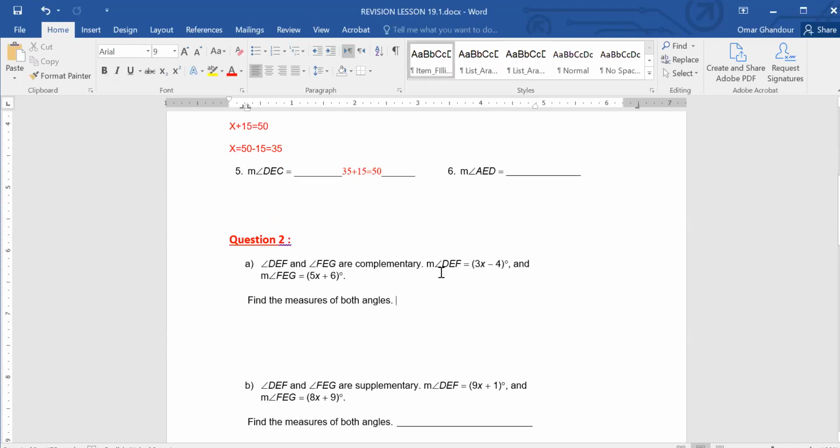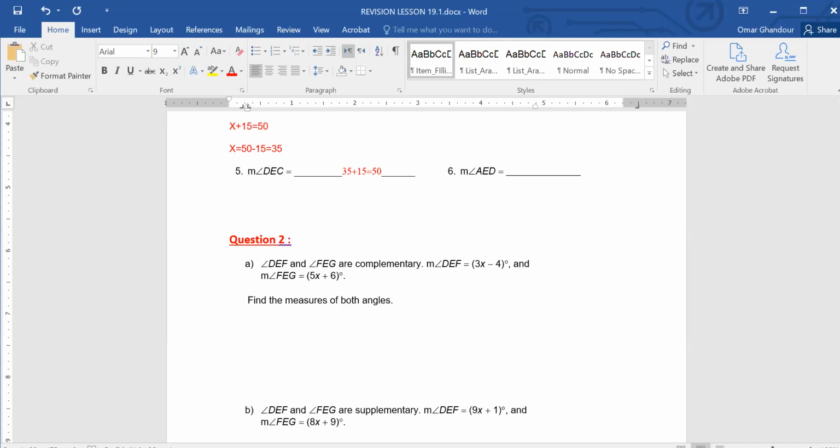To find the measure of both angles, I have to find x so that I can substitute and find the measure. The only information you know is that they are complementary. It means that if I add these together, the answer will be 90 degrees. So this is what I'm going to write: 3x minus 4 plus 5x plus 6 equal to 90 degrees.